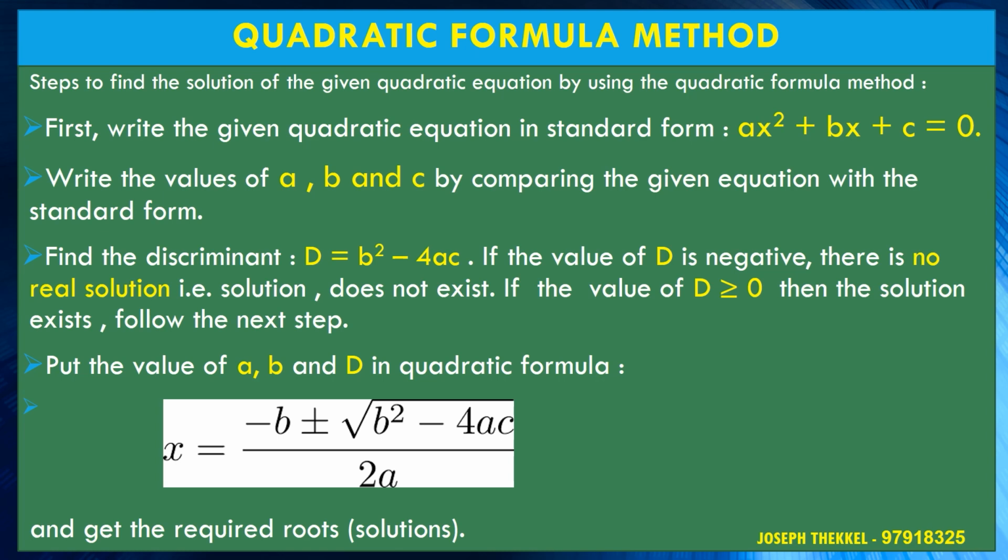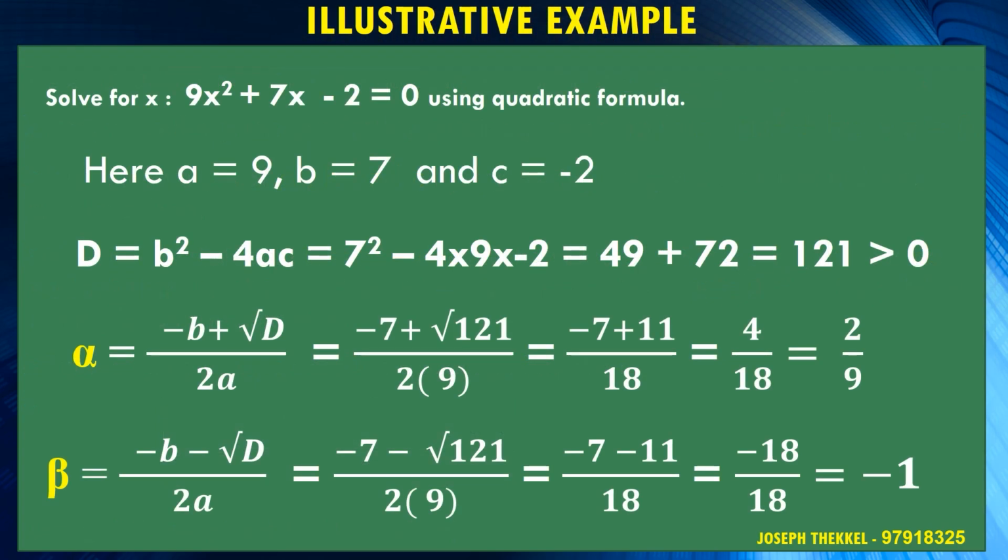If the value of D is negative, there is no real solution, that is, solution does not exist. If the value of D is greater than or equal to 0, then the solution exists. Follow the next step. Put the value of a, b and D in quadratic formula x equal to minus b plus or minus square root of b squared minus 4ac divided by 2a and get the required roots.